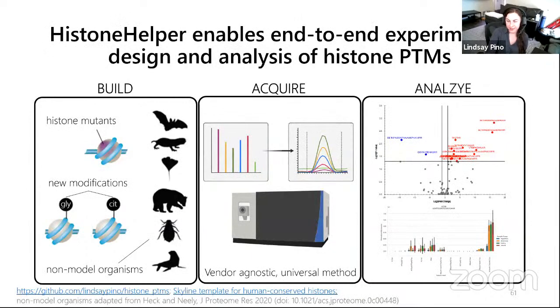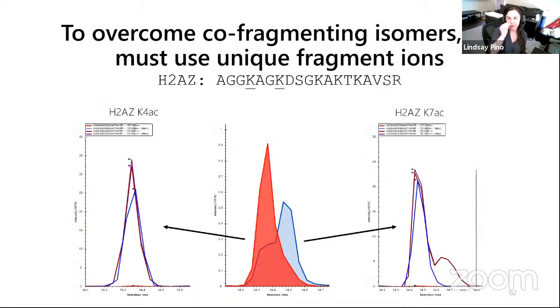But the last thing I'm going to talk about is analyzing the data. So now we've built our Skyline document, we've acquired our data, we've pulled it into Skyline. It's still not over. Now it's the hard part. That was the easy part. So now it's the hard part. Why is it hard? I talked about these co-eluting, co-fragmented isomers.